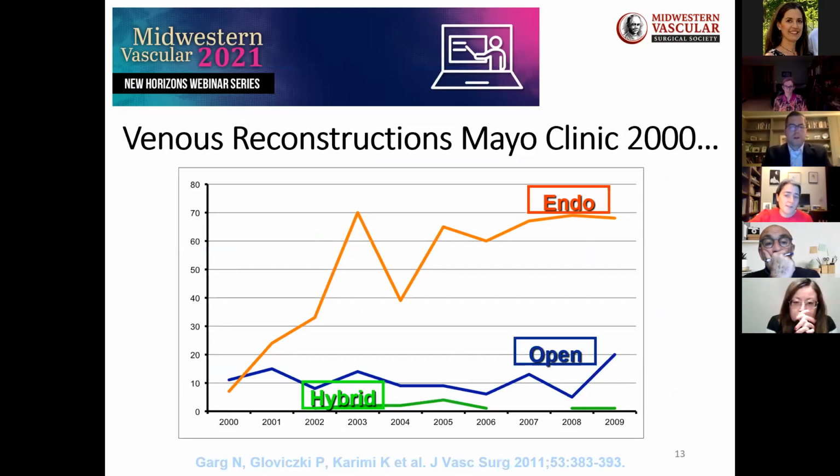Endovascular treatment of venous stenosis or obstructions has become more common at our institution as expected, but open surgical revascularization is the only option for patients who fail endovenous therapy.